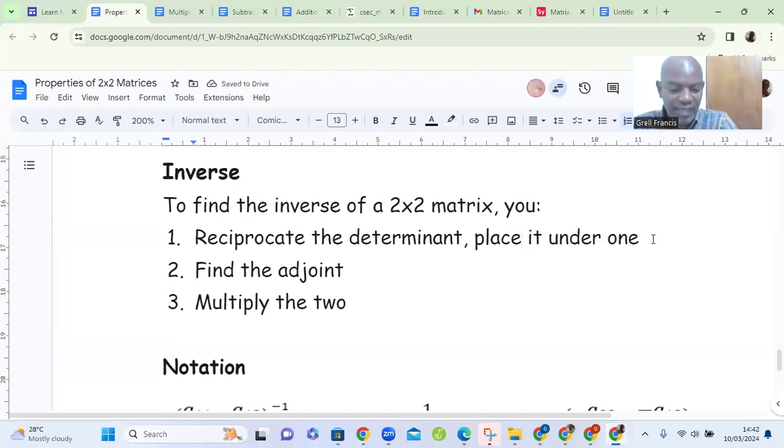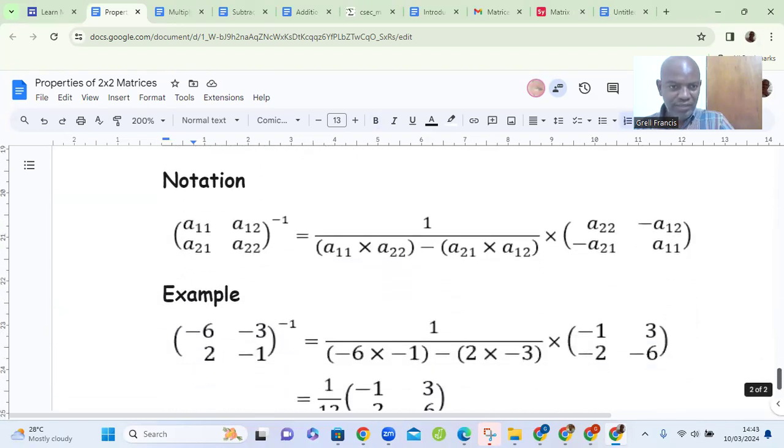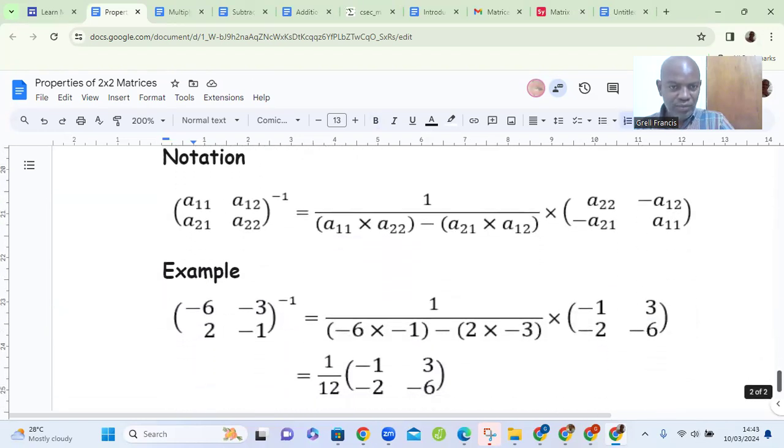Then you find the adjoint, and then you multiply the two. So that's why in the notation, the inverse of a 2 by 2 matrix is 1 over the determinant times the adjoint. 1 over the determinant times the adjoint.